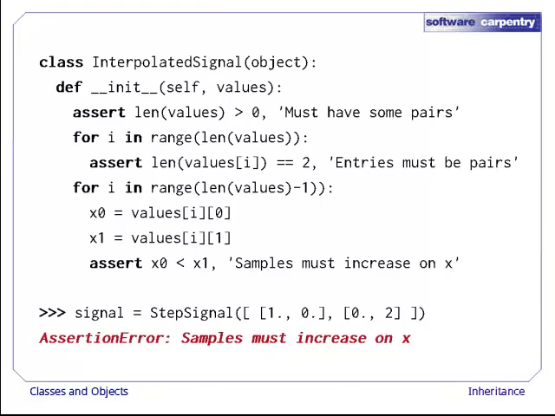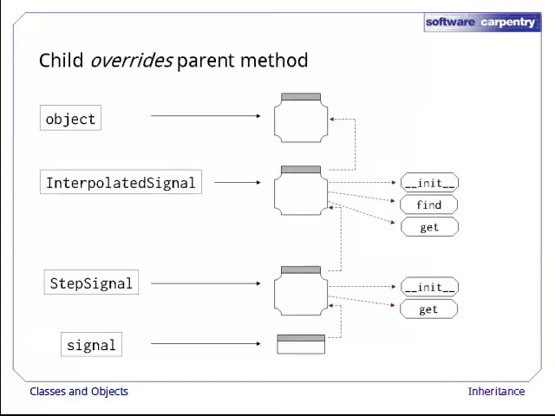Similarly, if we want to check that the samples are actually pairs and in order, which we should have been doing all along, we can add that code to the parent class and both of the child classes will automatically get it. One other thing we've done here deserves mention. As this diagram shows, we have defined a method called get in two places, once in the parent class InterpolatedSignal and once in the child class StepSignal. The one in the parent raises an exception every time it's called, but that's okay.